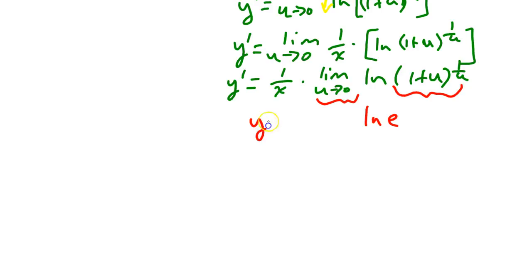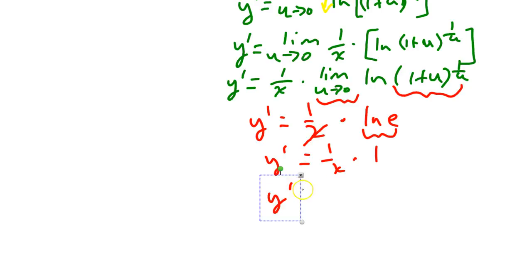So I'm left with y prime equals 1 over x times the ln of e. But guys, what is the natural log of e? Isn't this just 1, right? So the derivative is just 1 over x times 1. So the derivative of the natural log of x is just 1 over x, right?